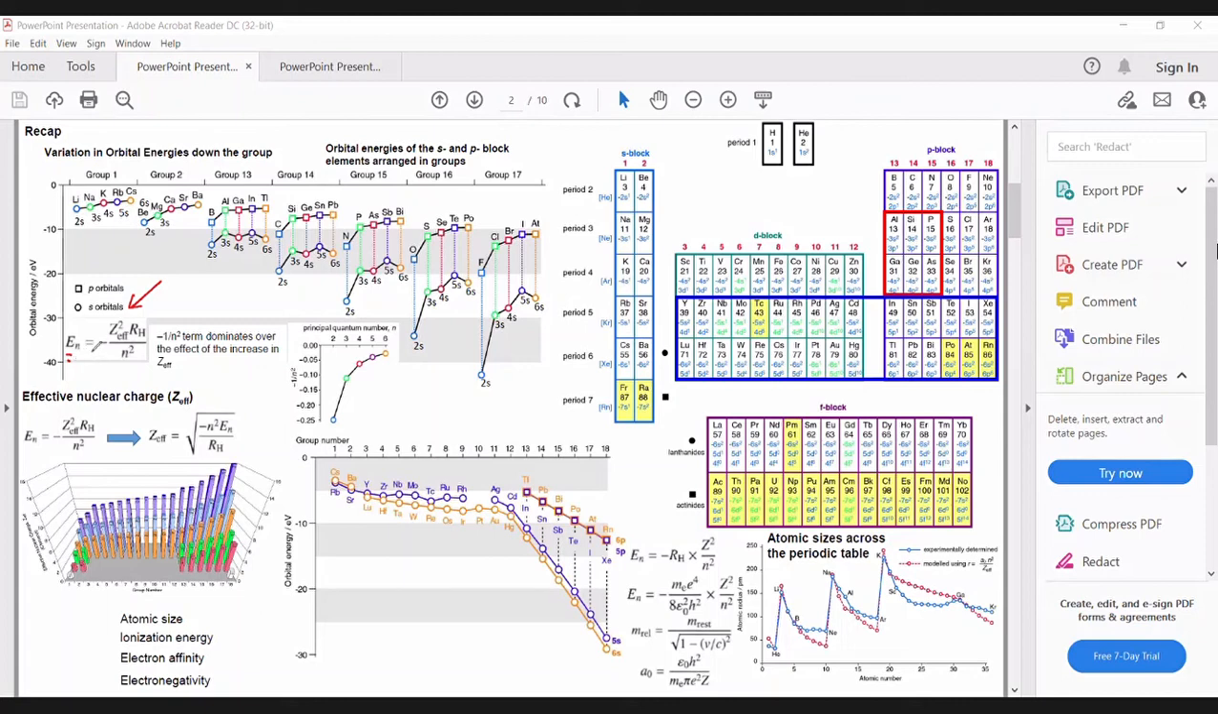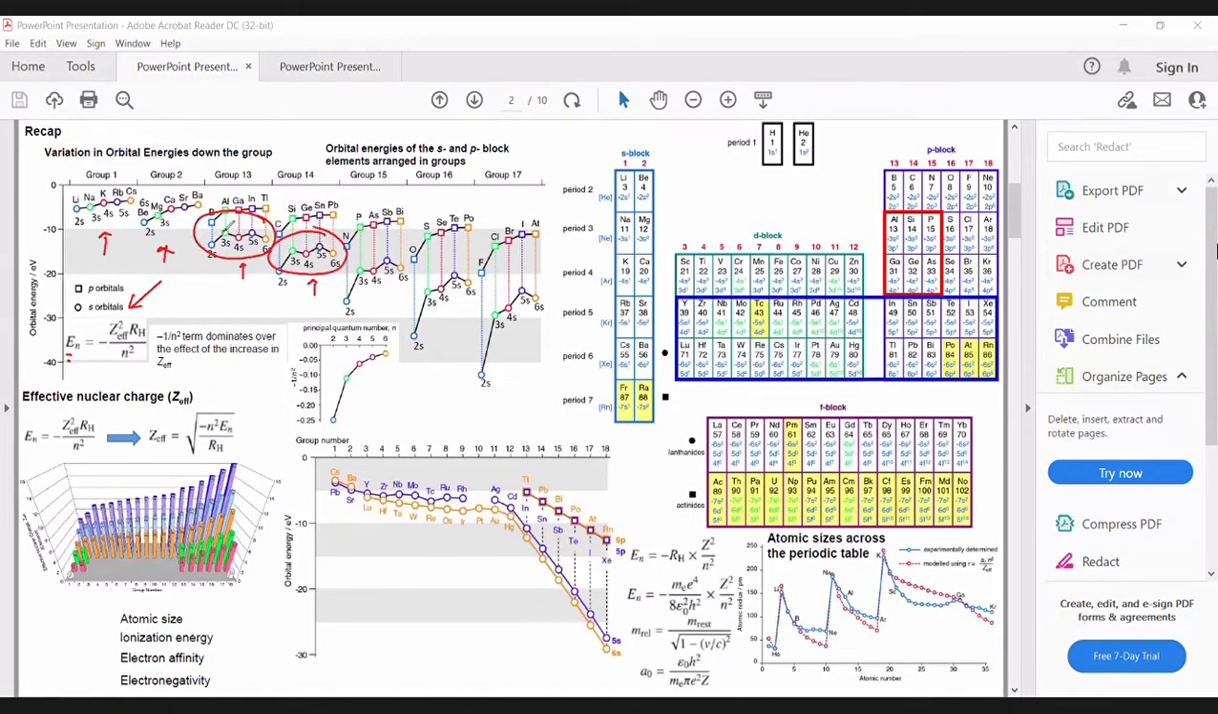The periods of the periodic table are done, and now we are looking towards each group separately. Very briefly, what we have seen is that, obviously, the general trend is that orbital energy increases down the group, which you have already studied before as well. But here our interest was in cases where there lies some sort of exception.